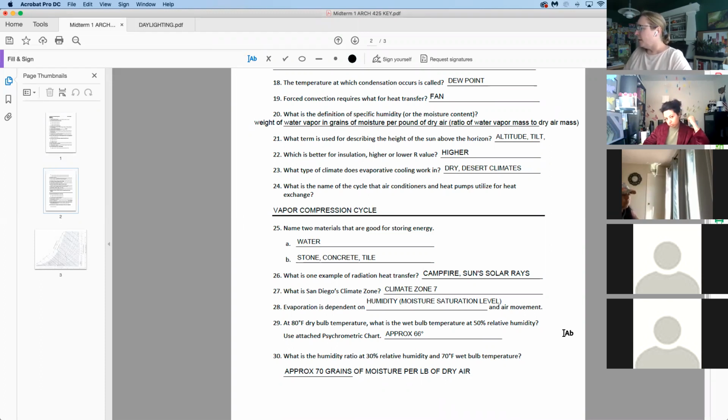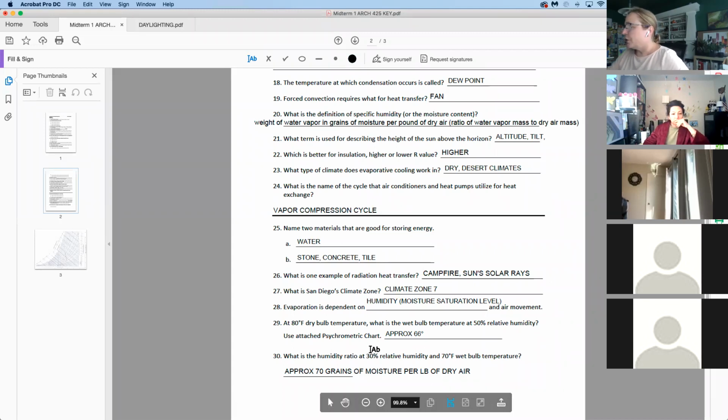Evaporation is dependent on humidity or moisture saturation level and air movement. Water is not exactly an appropriate concept here because, again, it's humidity, or the ratio of water to air, that is important for evaporation along with the air movement.